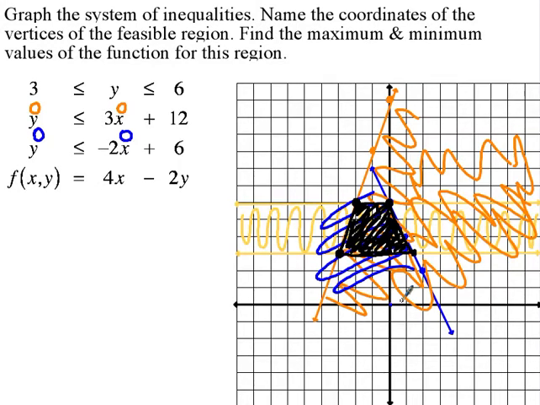Now we're going to write down the coordinates of each of those points. So let's start with the bottom left. What are the coordinates of the point on the bottom left? -3, 3. So that's my first one. -3, 3. Let's go to the top left. -2, 6. -2, 6. Okay.